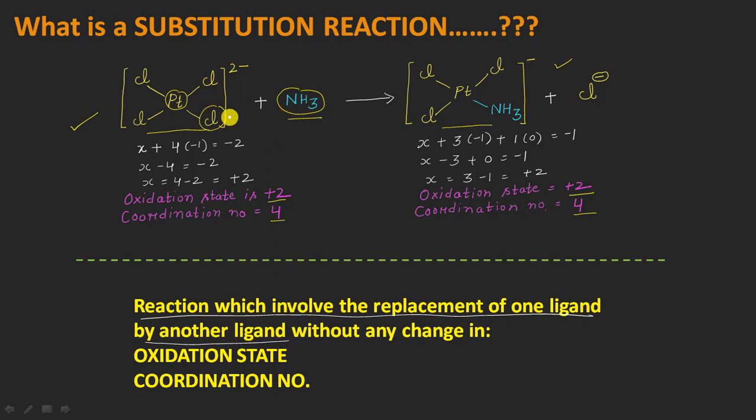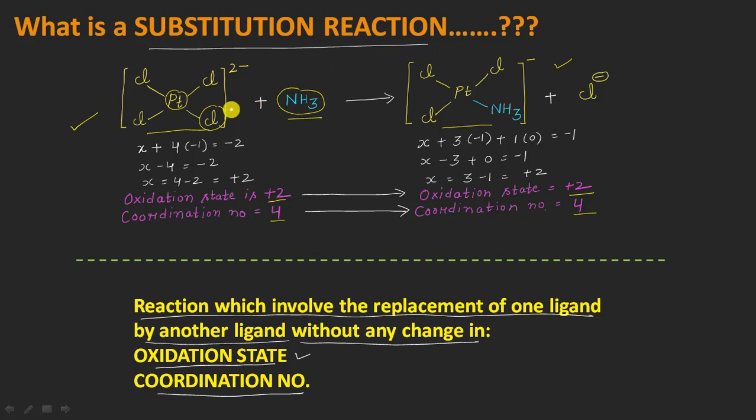I mean chloro has been replaced by ammonia without any change in the oxidation state, which holds true for this reaction, there is no change in the oxidation number, as well as without any change in the coordination number, which is also true here, that the coordination number is the same before as well as after this reaction, right? So we can call this reaction a substitution type of reaction in which the chlorine has been replaced by the ammonia as the second ligand, such that during this course of reaction the oxidation state as well as the coordination number remains the same, right?